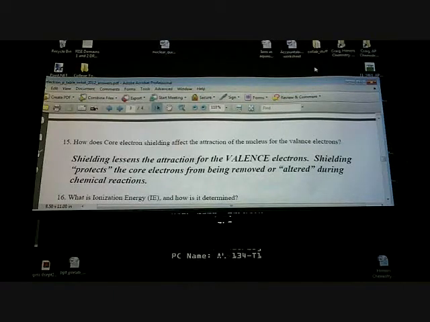All right, 16. What is the ionization energy and how's it determined? Energy needed to remove electrons, and it's experimental. All right, so ionization energy is the amount of energy to remove an electron. Is that what you said? That's what I meant. Okay, good. So it's the amount of energy to remove an electron.